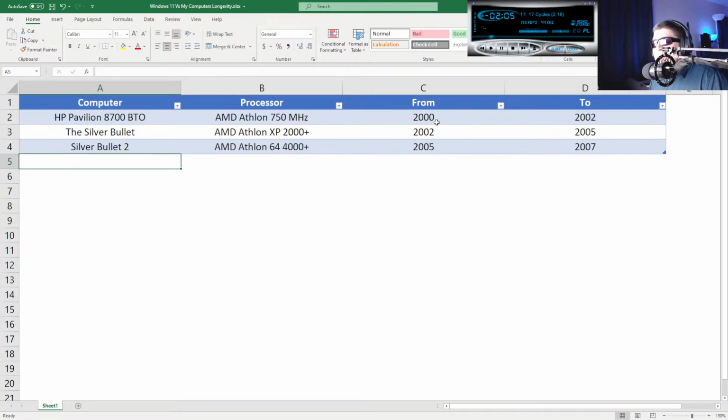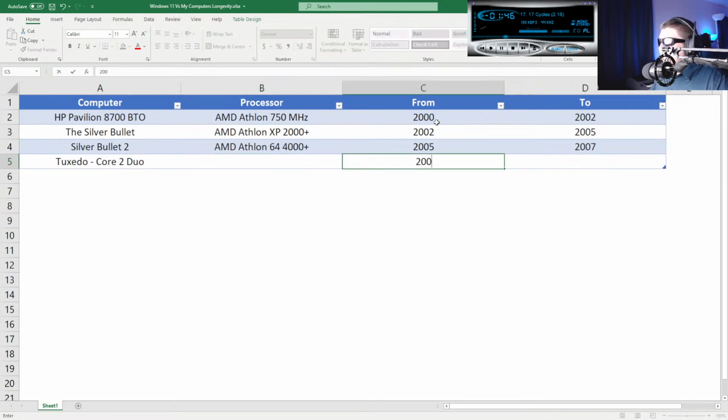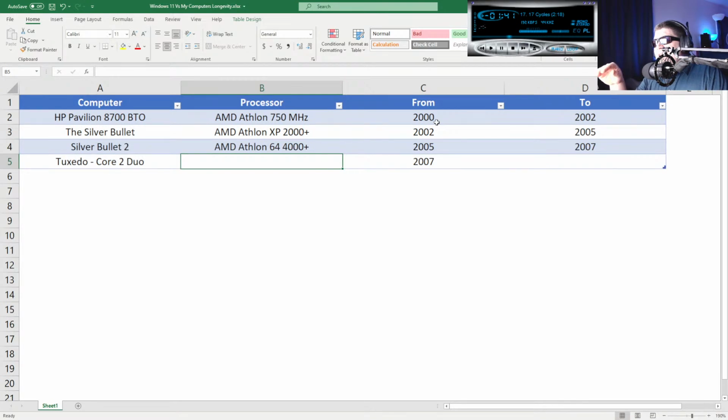Pretty overpriced. The successor to Silver Bullet 2, believe it or not, was Tuxedo. Yeah, Tuxedo. The successor was actually Tuxedo. The first revision of it was with the Core 2 Duo. So Tuxedo is a case that I actually got in 2000. That Chenming case that I have for Tuxedo, I actually got in 2007. So, yeah, Tuxedo Revision 1, Core 2 Duo. That's all that matters. It was a Core 2 Duo.